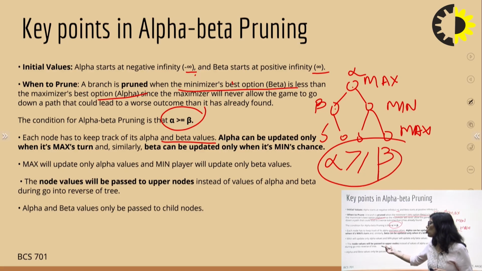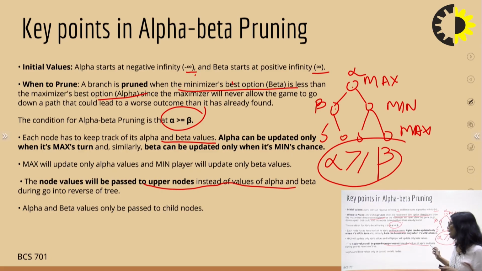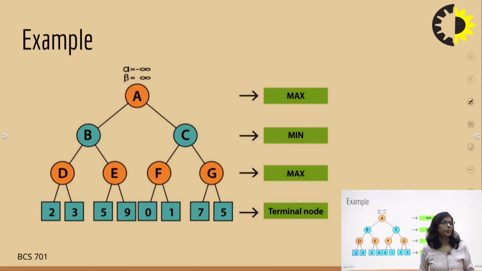And the node values will be passed to the upper node, instead of the values of alpha and beta going up the reverse of a tree. So, we will try to understand this with the help of an example.